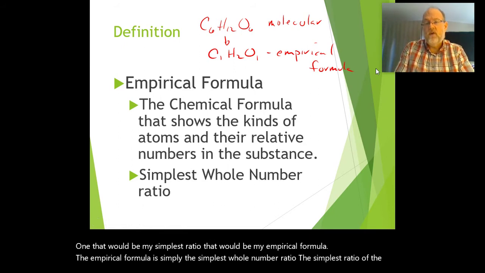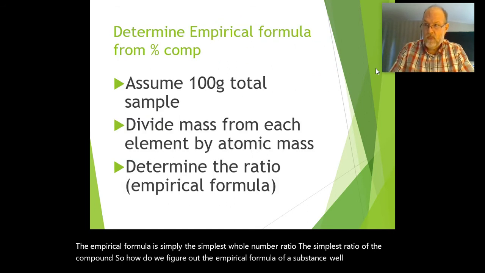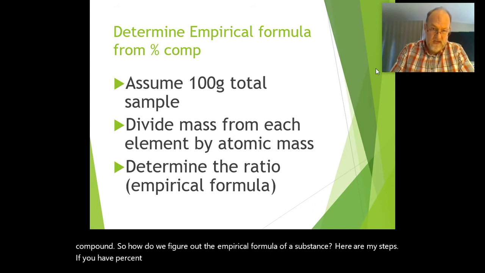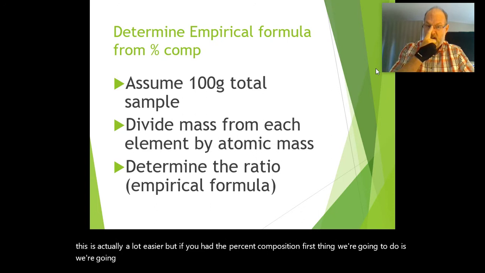So how do we figure out the empirical formula of a substance? Well, here are my steps. If you have percent composition, which is a pretty common thing to have, or if you have the masses, this is actually a lot easier. But if you have the percent composition, the first thing we're going to do is assume we have a 100 gram total.